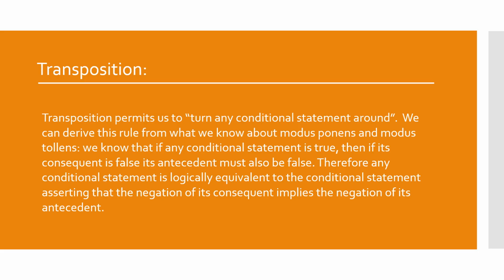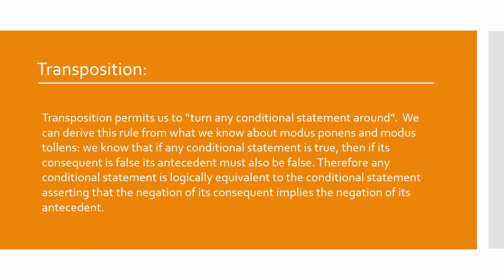So the first rule is simply transposition, and the abbreviation of this is just trans, or T-R-A-N-S. And essentially, transposition permits us to turn any conditional statement around. And we can derive this rule from what we know about modus ponens and modus tollens. We know that if any conditional statement is true, then if its consequent is false, its antecedent must also be false. And therefore, any conditional statement is logically equivalent to the conditional statement asserting that the negation of its consequent implies the negation of its antecedent.